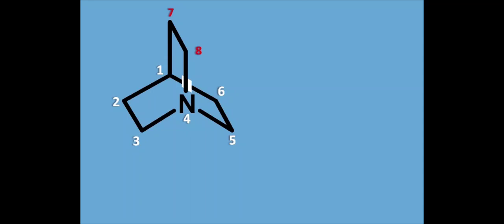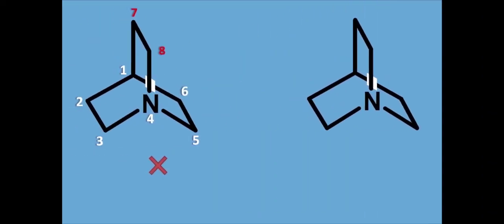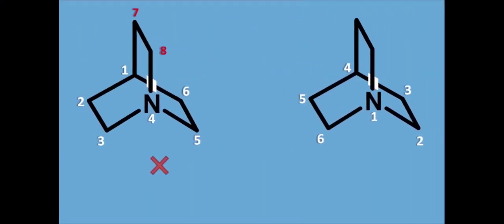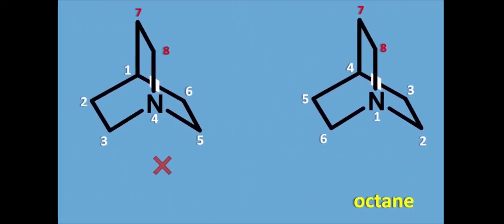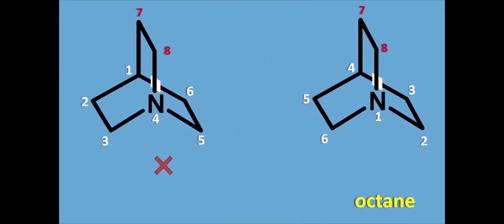So why is this one wrong? So here the bridge head which has the nitrogen. Nitrogen is a heteroatom. So you should start the numbering from the nitrogen. So the second one is correct. So we can start the numbering from nitrogen 1, 2, 3, 4, 5, 6 and to the bridges 7 and 8.